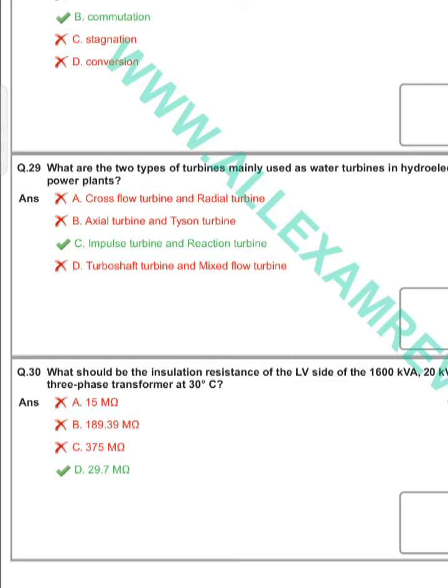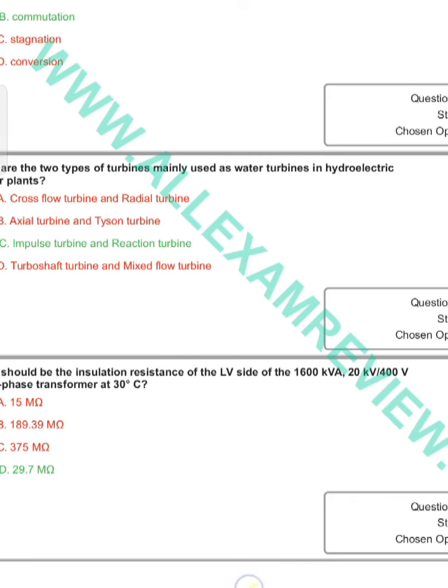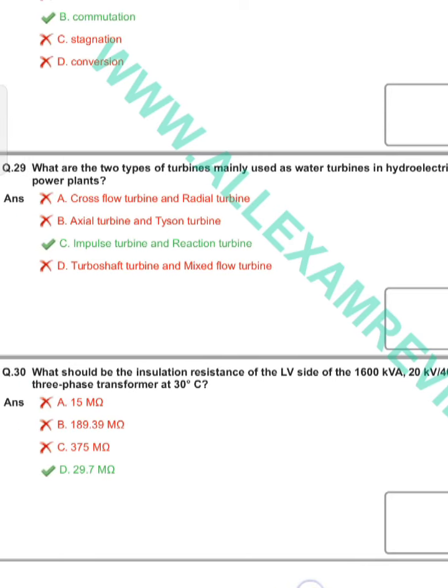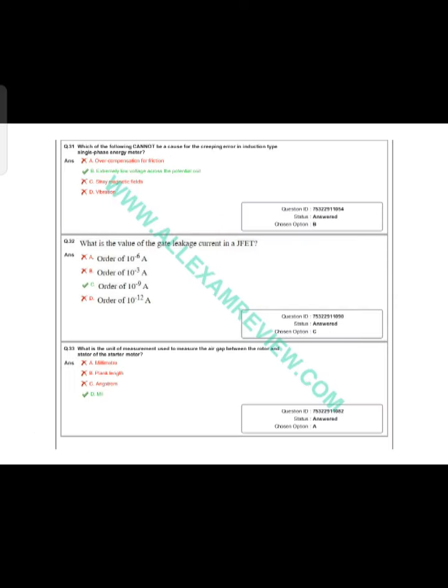Okay, question number 33. What should be the insulation resistance of the LV side of the 1600 kVA, 20 kV upon 400 volt 3-phase transformer at 30 degrees Celsius? Here we have to find the insulation resistance. Option D is 29.7 mega ohm.